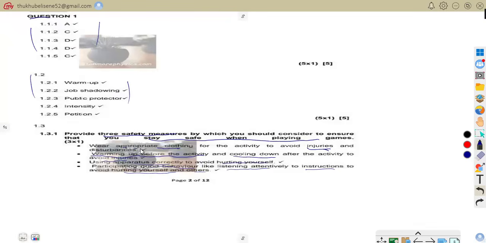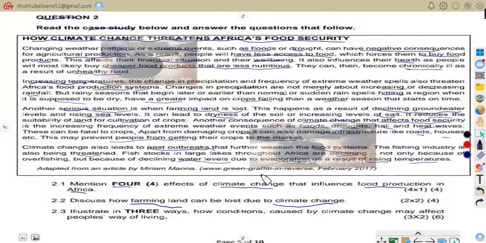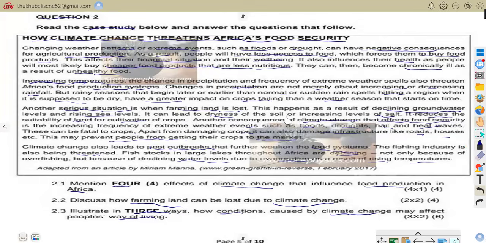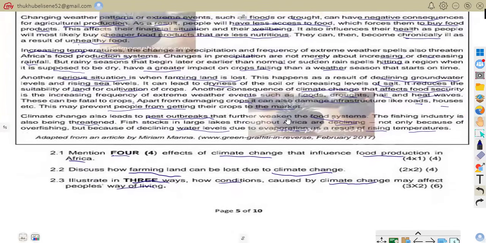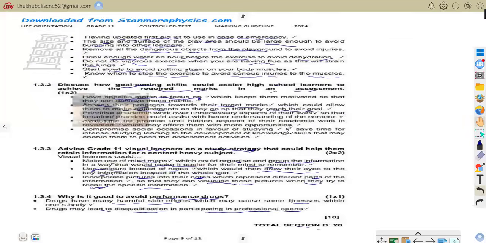Let us go to 2.3. 2.3 is about to illustrate three ways how conditions caused by climate change may affect people's way of living. That's what the question wants. So now we can go to our answers.